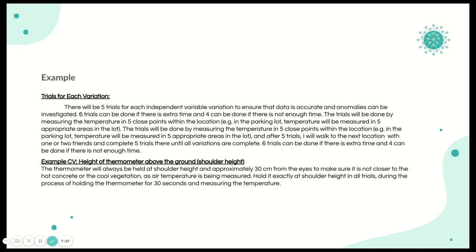Trials, you'll have to state the number of trials, why you're doing this many trials. That will be sufficient. And the controlled variables, I just included an example, how to measure the air temperature. So hold the thermometer at shoulder height, 30 centimeters from the eyes. So this is specific enough for someone following this lab to be able to know how exactly to measure the temperature.